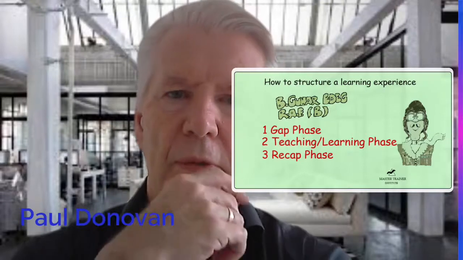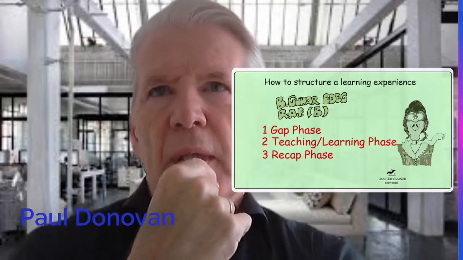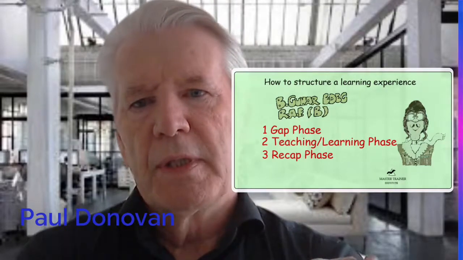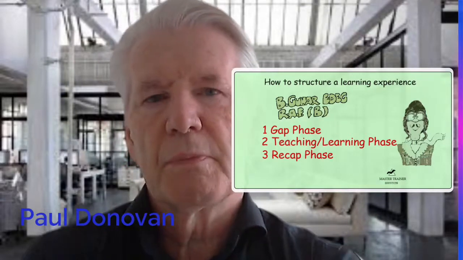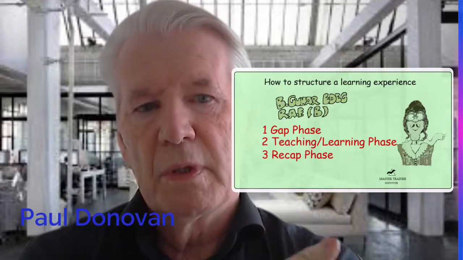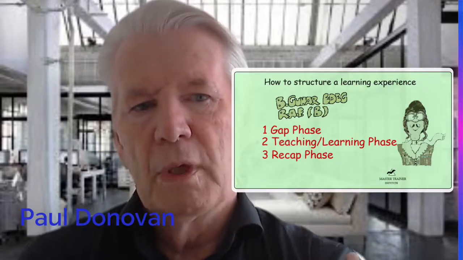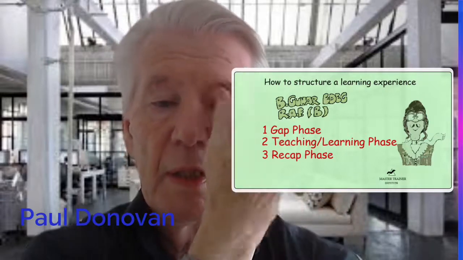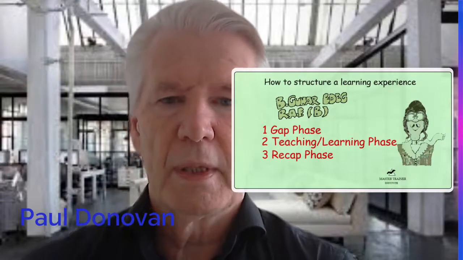So if you look at these three phases, it's based a lot on Gagne, that learning specialist of the 1960s, whose theories around how people learn and how to design learning experiences are still extant, and he's one of the most durable theorists on the subject. Gagne, well worth looking at. So he talked about three phases in a learning experience: the gap phase, the teaching and learning phase, and the recap phase.